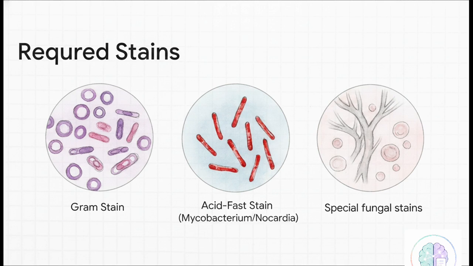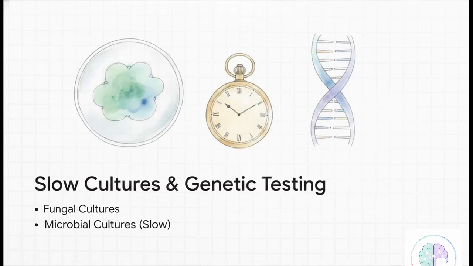You also have to run a modified acid-fast stain looking specifically for the branching bacillus of Nocardia. And finally, special fungal stains like methenamine silver and mucicarmine are deployed just to ensure nothing microscopic is hiding from view. But remember, stains are just the visual check. Actually growing the organism takes immense patience. Routine aerobic and anaerobic cultures are standard.